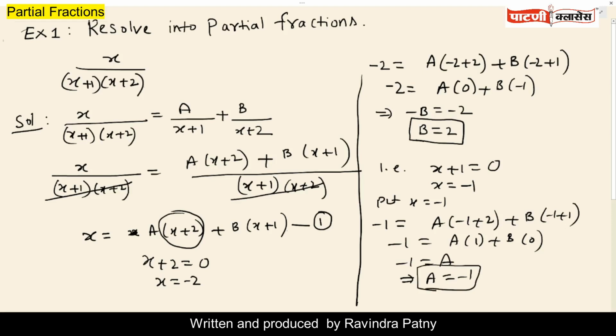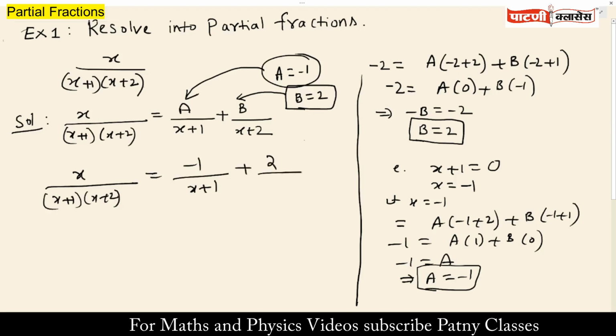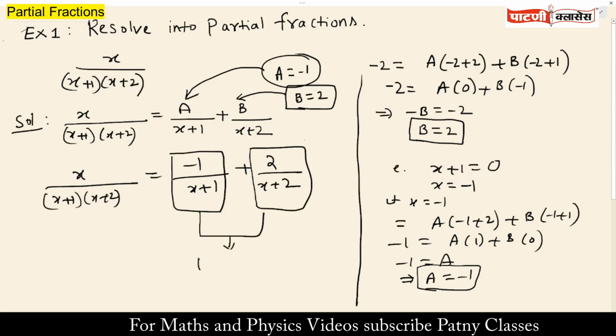Now we got the values of A and B. The A value equals minus 1, and the B value equals 2. Once we get the value of A, in place of A, I will put minus 1, and in place of B, I can put 2. So x upon x plus 1, x plus 2 equals minus 1 upon x plus 1 plus 2 upon x plus 2. So this is the first fraction and this is the second fraction. Both together are the required partial fractions.